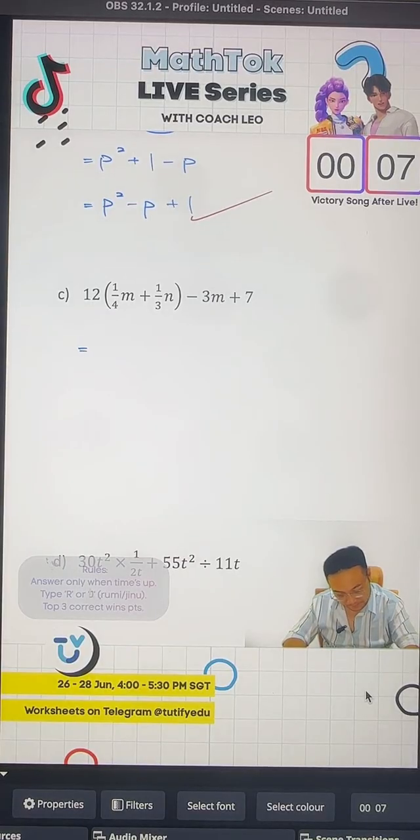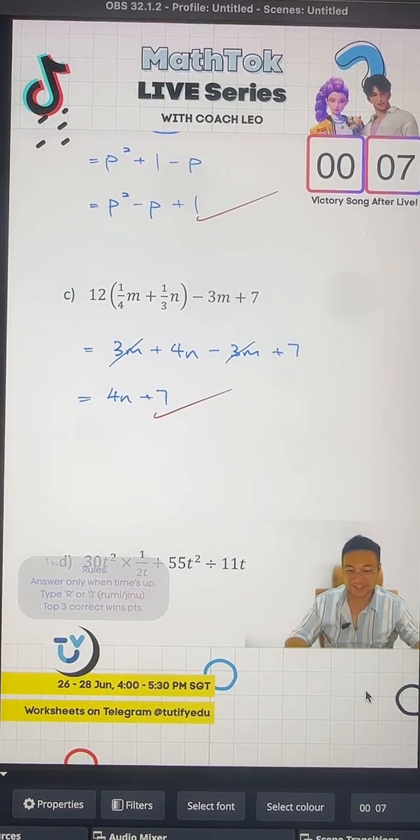We have 12 times 1/4 m, right? 12 times 1/4 is 3, so that gives 3m. Then we need to take 12 times 1/3 n. So that will give us 4n, because 12 times 1/3 is equal to 4. Then you just minus 3m plus 7. So you notice that the 3m and the 3m will cancel out. 3m minus 3m is 0, right? So the final answer is 4n plus 7.